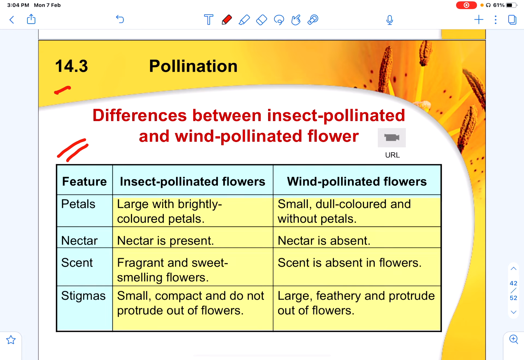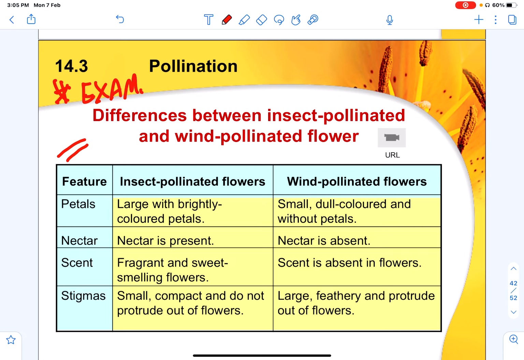This one I would strongly advise you to remember, as this is generally one area of the exam that allows you to identify it. For example, having large brightly colored petals, you can use the word conspicuous to replace the words brightly colored for insect pollinated flower. Whereas for wind, the petals tend to be smaller and dull in color because there is no need to attract insects, neither does it need to support the weight of the insect on the petal. Nectar is absent in a wind pollinated flower, whereas in an insect pollinated flower, it tends to be present.